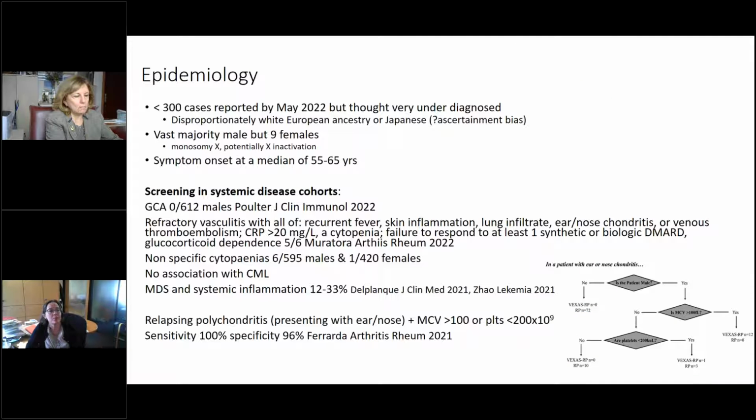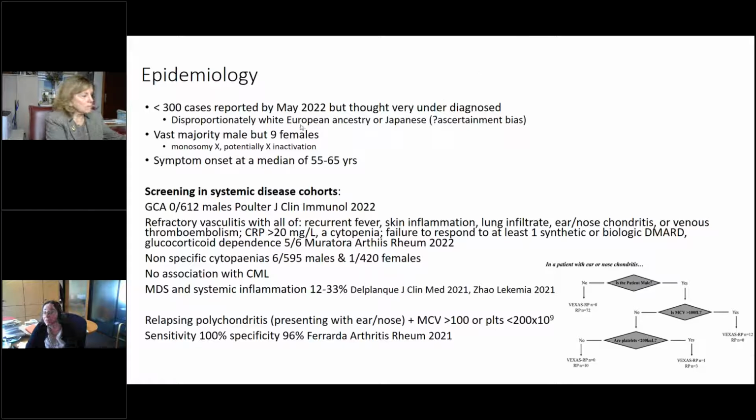At the moment, there are really only a handful of cases available to be described, but we think it is majorly underdiagnosed and that this may well be relatively common compared to other autoinflammatory diseases. The vast majority of cases are male, but women are recognized either due to undiagnosed monosomy X or potentially due to inactivation of the X chromosome. It's a late onset disease with median age at presentation between 55 and 65.